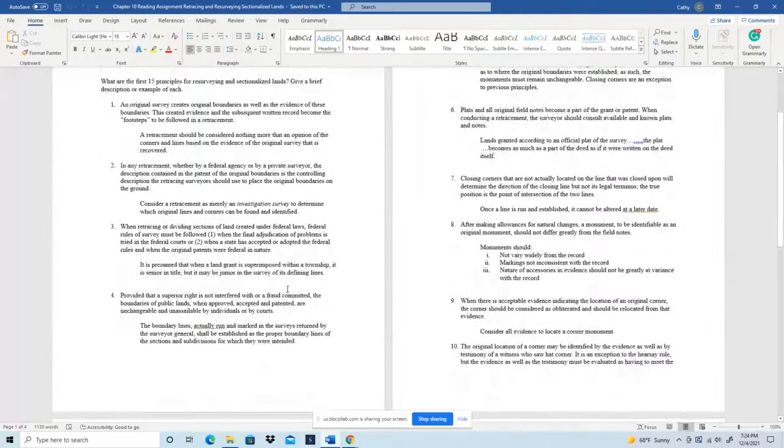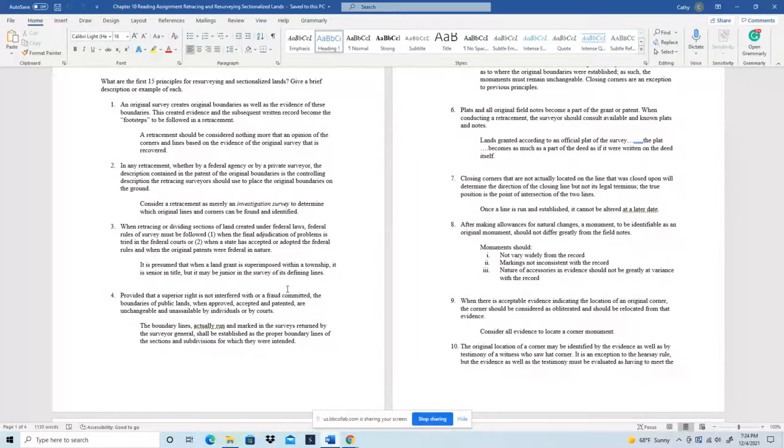Principle 3 is, flipping over, when retracing or dividing a section of land created under federal laws, federal rules of surveys must be followed: one, when the final adjudication of the problem is tried in a federal court, or when a state has accepted or adopted the federal rules, and when the original patents were federal in nature.